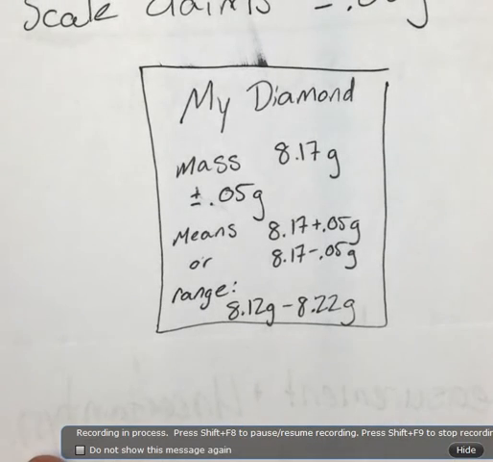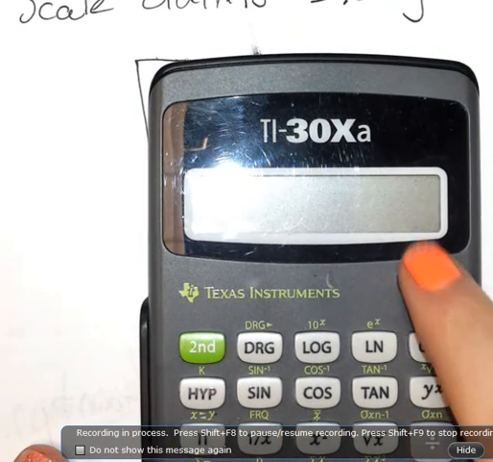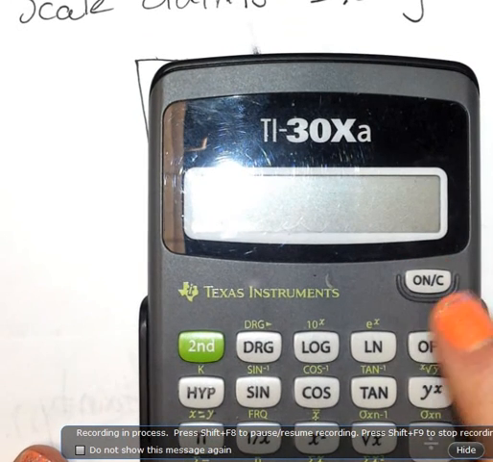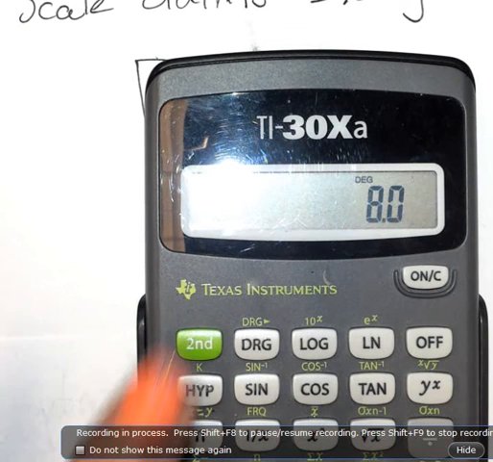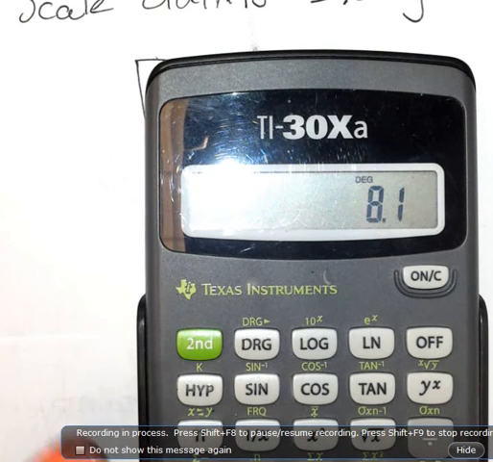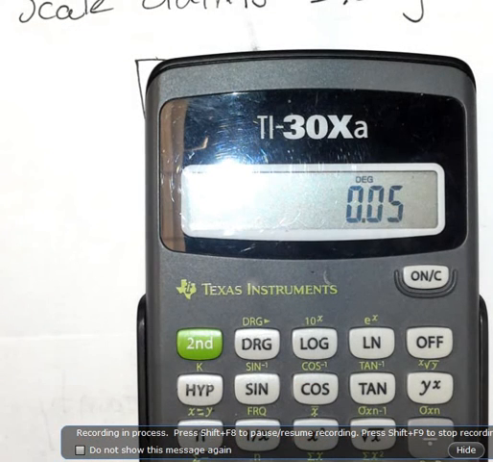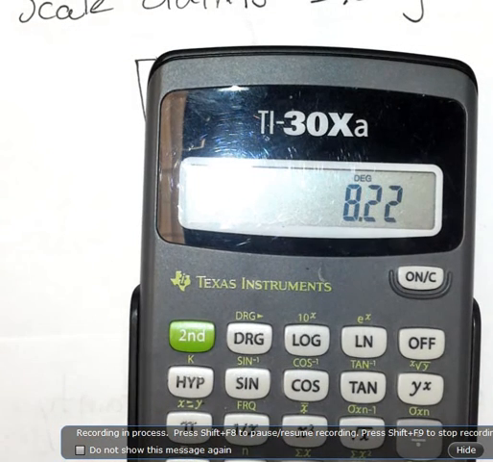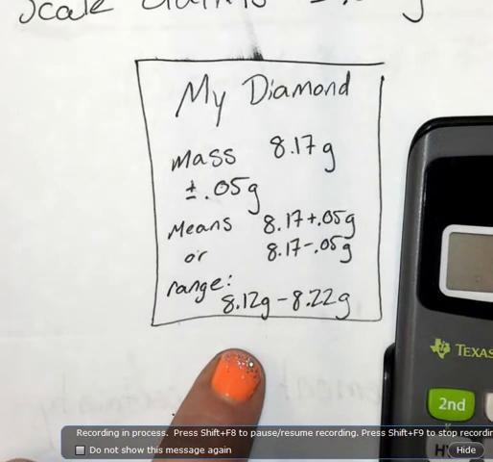And we can clearly see how this is done, just taking our calculator. We could say 8.17 plus 0.05, that's the uncertainty. That gives us our maximum in the range. And 8.17 minus 0.05 gives us the minimum in our range. And so that's where this range right here came from.